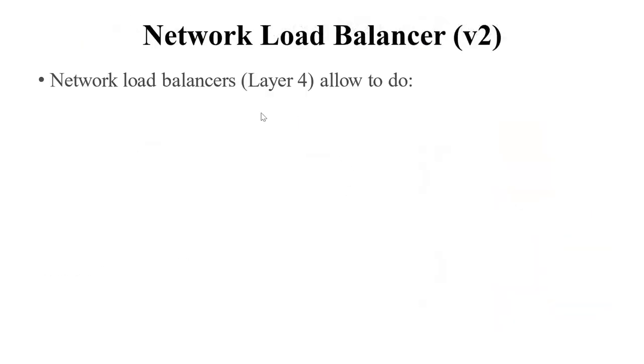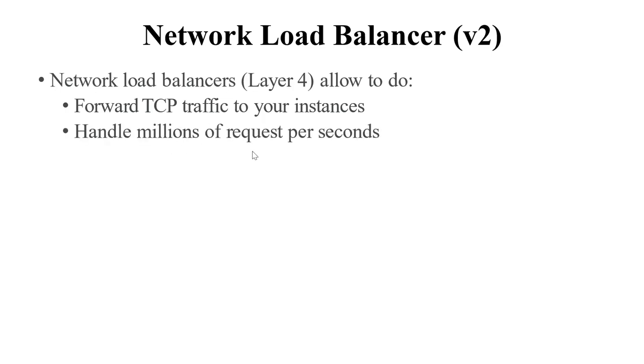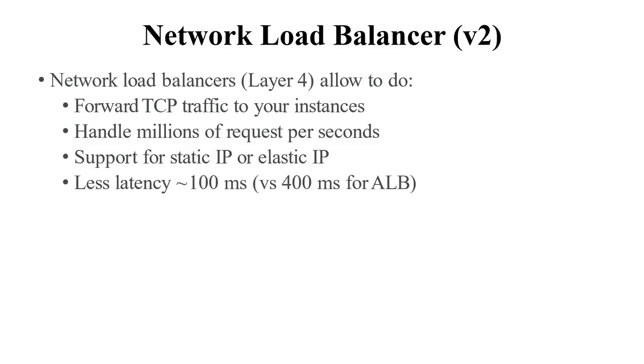If you conclude, the network load balancer uses that layer to forward TCP traffic to your EC2 instances. It can handle millions of requests per second. Yes, if you are expecting high throughput or high load, this is recommended. Support for a static IP or elastic IP, yes, you need to have static IP or elastic IP for it. And less latency, yes, compared with the app load balancer.